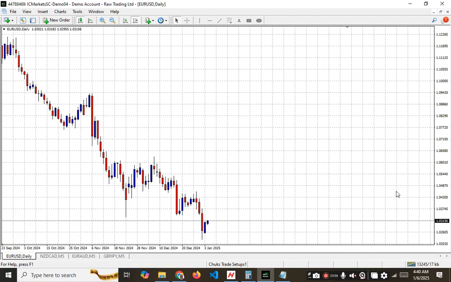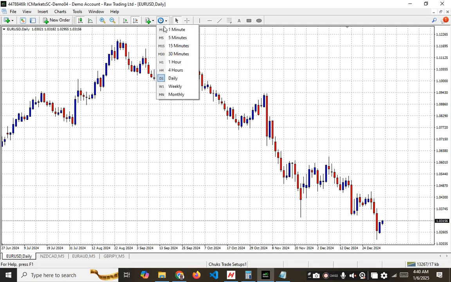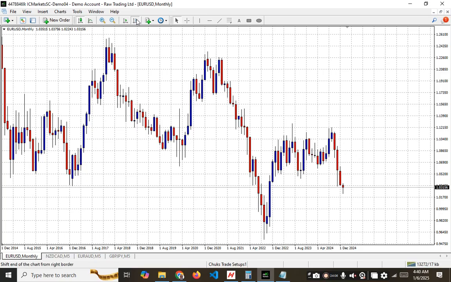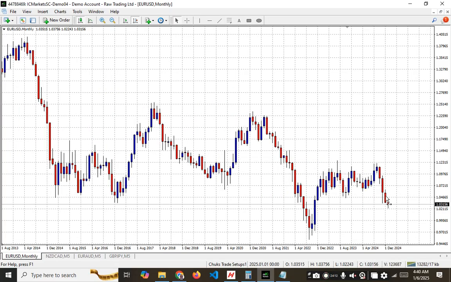So what we're going to do now is that we're going to go to the higher time frame, which is the monthly time frame, to look at the market structure, okay? So guys, if you look at the monthly time frame, you agree with me that this market is in a downtrend because it's doing lower highs, okay? So the market is in a downtrend. So our directional bias will be to short this instrument, okay?